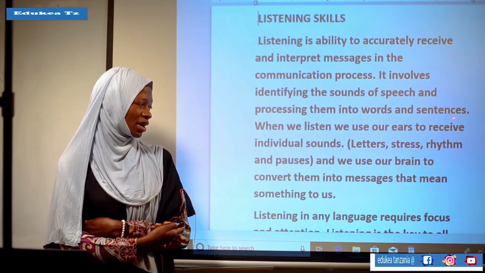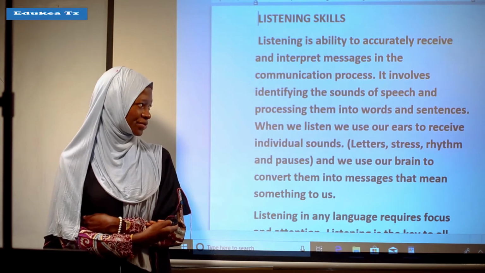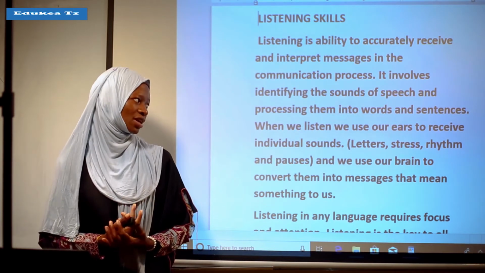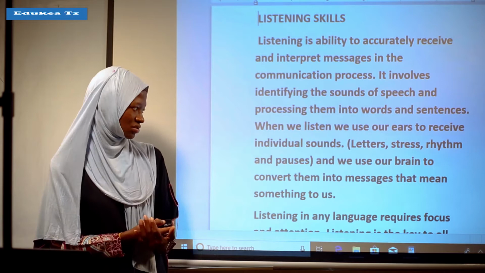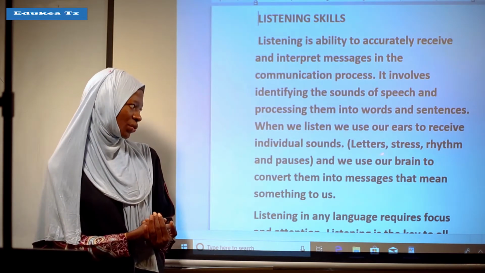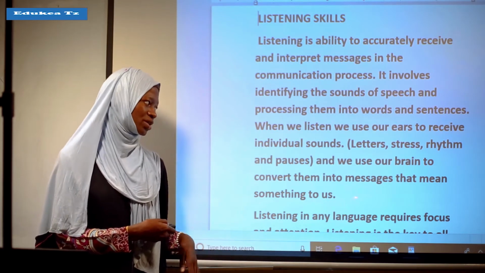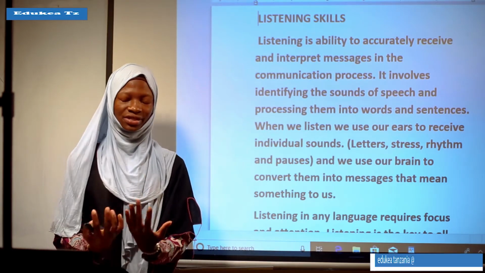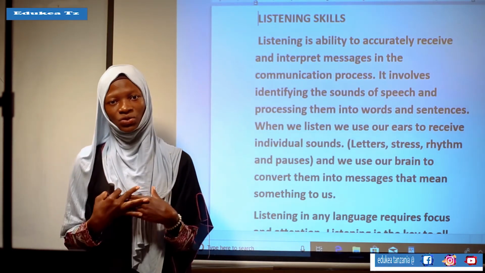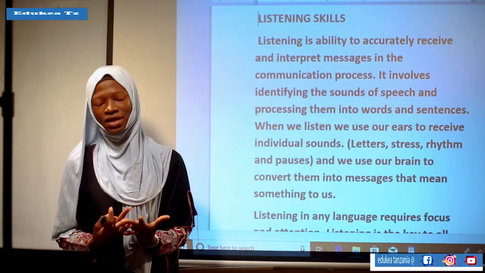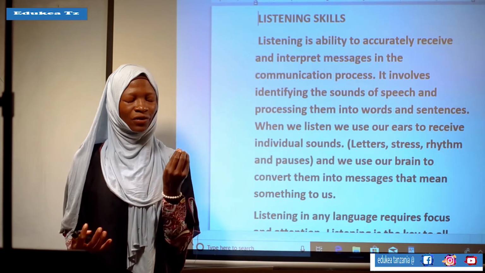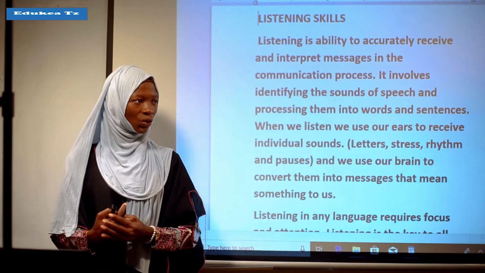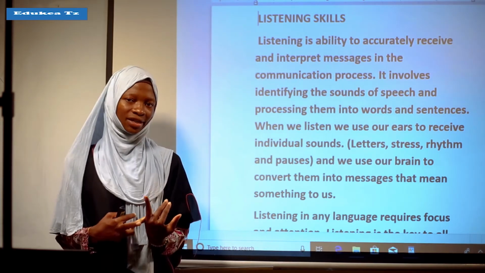When we listen, we use our ears to receive the individual sounds: letters, stress, rhythm and pauses, and we use our brain to convert them into the message that means something to us. So we use ears to receive the message, then we use the brain to interpret that message. It is the brain which gives the meaning of what has been heard by the ears. So in listening skills, the two organs used are the ears and the brain.